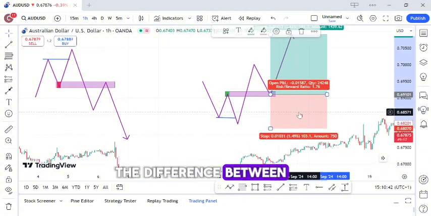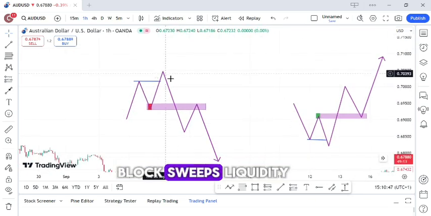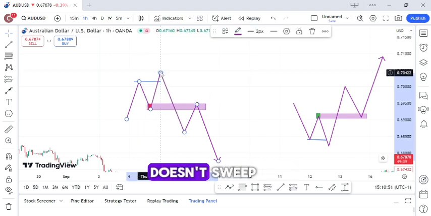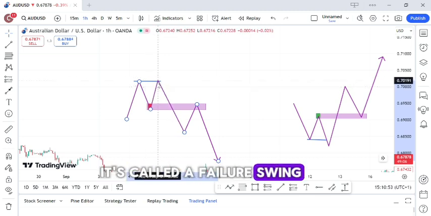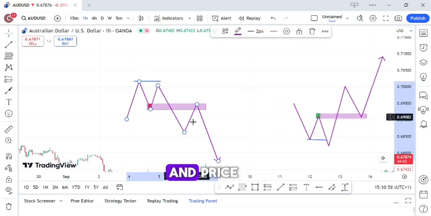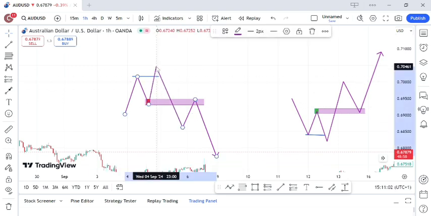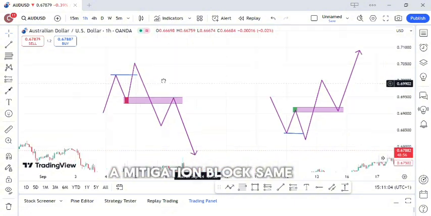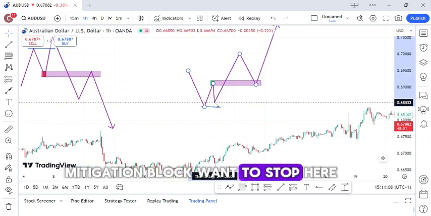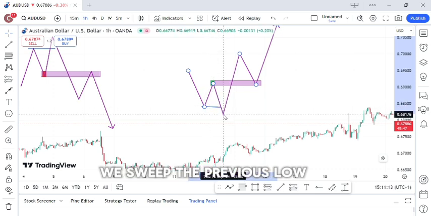The difference between a breaker block and a mitigation block is that a breaker block sweeps liquidity. It sweeps the previous high or low, while a mitigation block doesn't sweep. It's called a failure swing. It didn't swing to sweep, it stopped there. Same thing for a bullish: a mitigation block stops here and won't sweep, but a breaker block will sweep the previous low. That's just the difference.